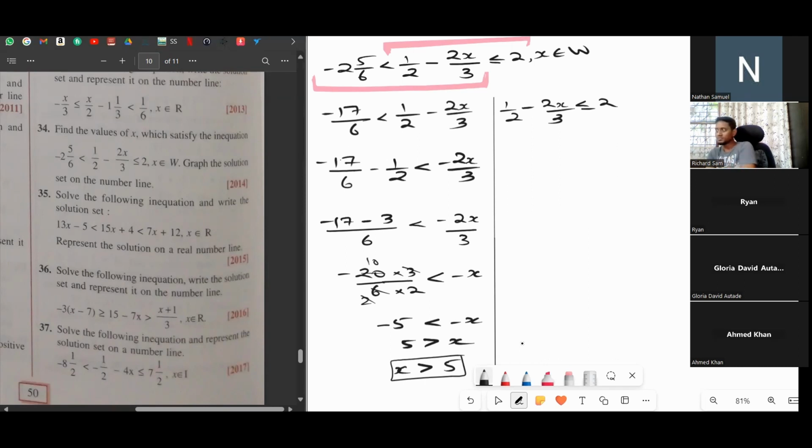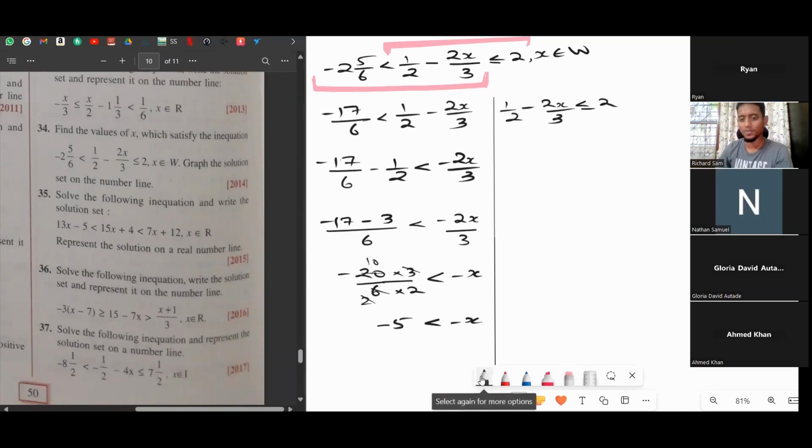Minus 3 is 5 greater than x. 5 is greater than x. That's the 5. How is x greater than... Correct.